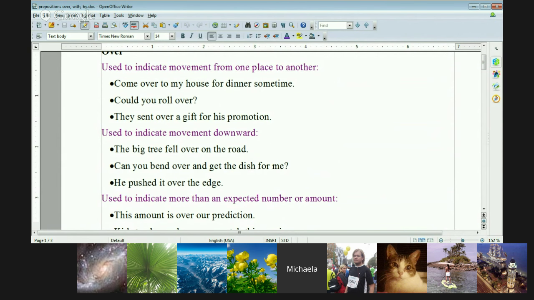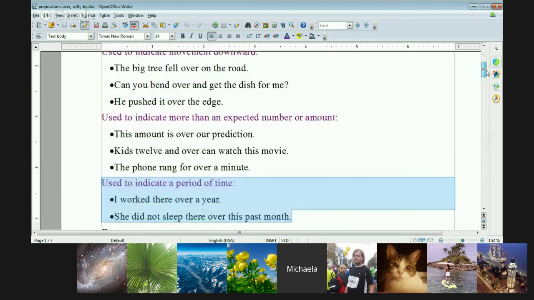Natasha and Natalia, will you write one that indicates movement downward, like the second pattern in examples? Mateus and Carolina, you are going to take the third one, which is used to indicate more than an expected number or amount. And Ana Carolina and Ampere, will you use over to indicate a period of time? And put your sentences in the chat box whenever they're ready.